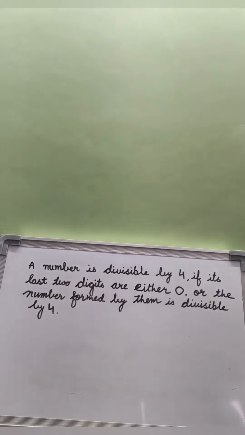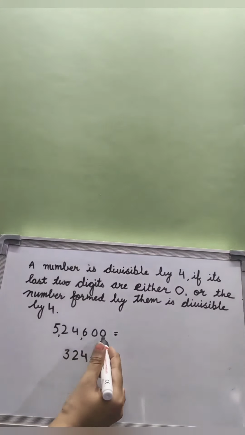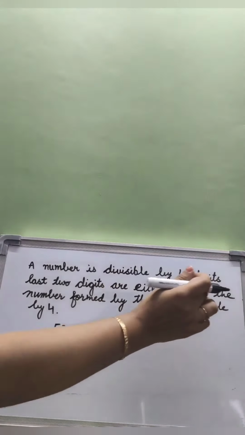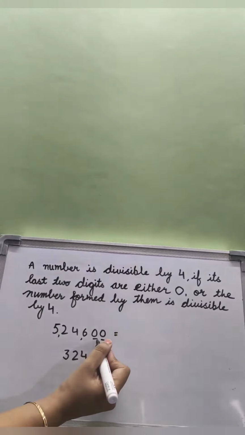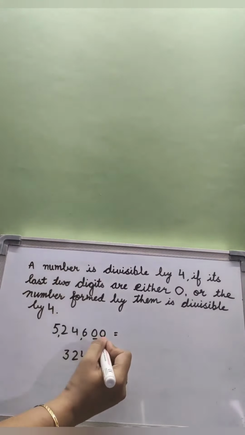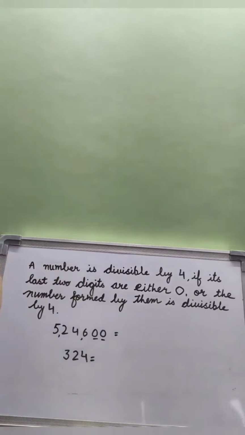A number is divisible by 4 if its last two digits are either 0 or the number formed by them is divisible by 4. Let's take an example, 524,600. You can see the last two digits are 0. In the statement it is given either the last two digits are 0 or divisible by 4. So here the last two digits are 0. That means the number is divisible by 4.